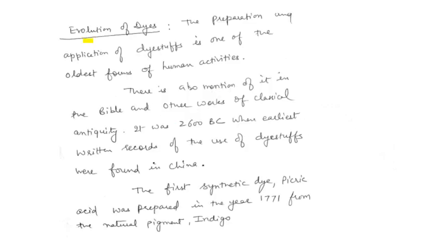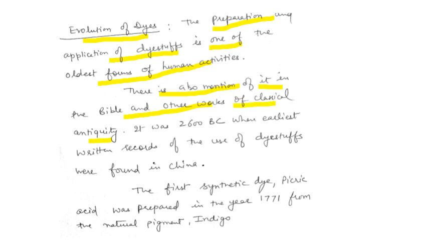So let's see the evolution of the dyes or the history of the dyes. The preparation as well as the application of the dye stuff material is one of the oldest forms of human activities. And there is also mention of it in the Bible and the other works of classical antiquity. Means the use of the dye in the application form and the preparation of such material is very old and it is mentioned in the Bible also, having the classical antiquity.